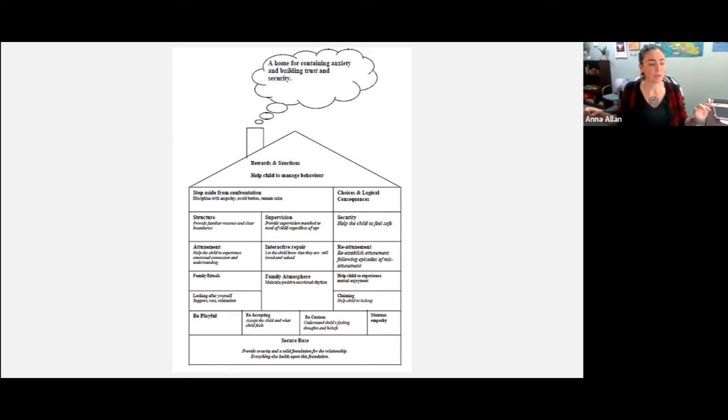Helping that child to experience that family atmosphere by maintaining that positive emotional rhythm. So as a family unit within our home, we have emotional outbursts, but in general, because we have that ability to co-regulate and support one another, our emotional rhythm within the home is pretty baseline and positive, right? We're going to do reattunement after kids go through that emotional peak and then come down.